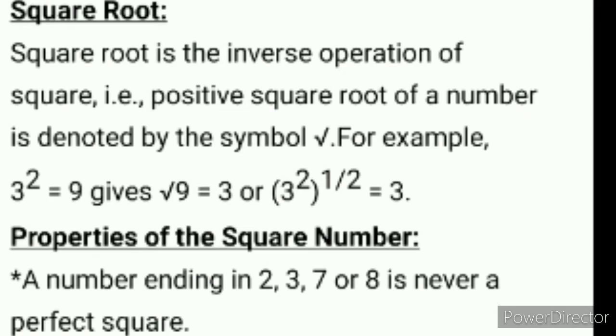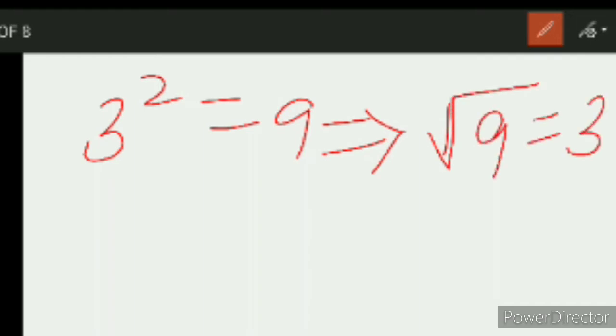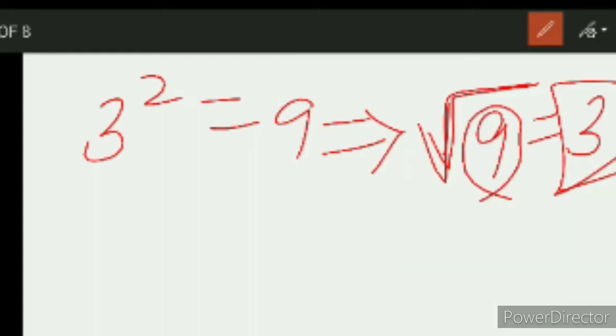Square root. Square root is the inverse operation of square. That is, the positive square root of a number is denoted by this symbol. This is the symbol of square root. For example, 3 square equal to 9. Right? This can be written using the symbol: square root of 9 equals 3. How did we get this 3? See, this 9 can be written as 3 square.